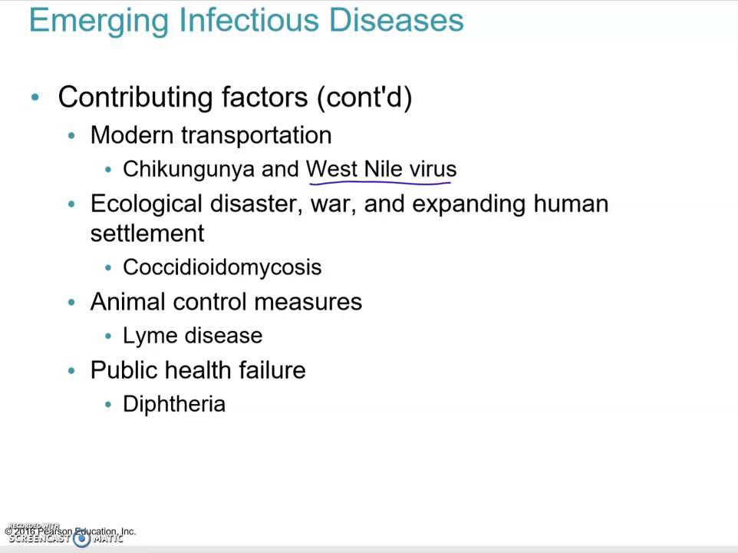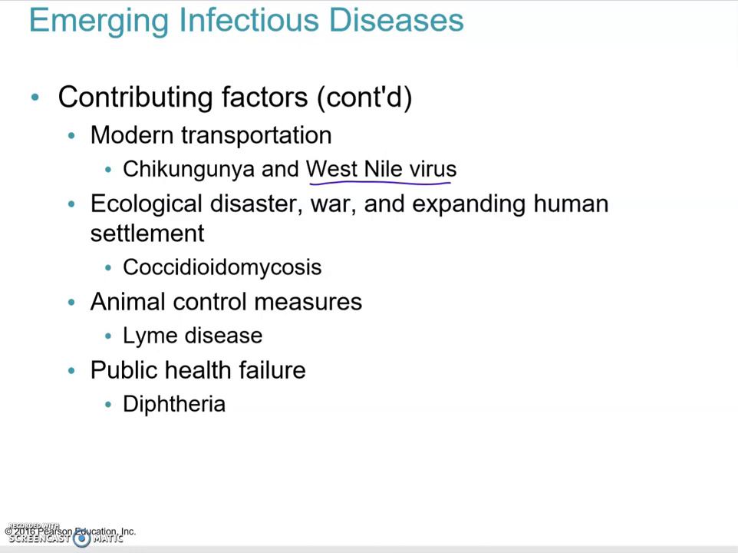Ecological disasters that contaminate drinking water, that could be a problem. War, of course, it's luckily something we're not dealing with right now, but then also expanding human settlement, the cutting down of the rainforests in Brazil. There's all sorts of things. Here's an example given of coccidioidomycosis that they are spreading due to human settlement.